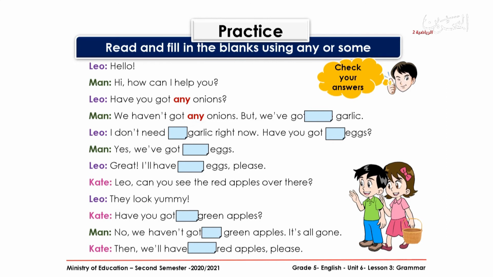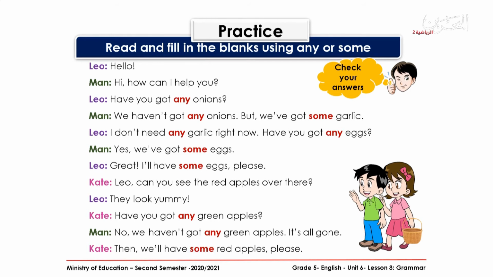First one, we haven't got any onions, but we've got some garlic. I don't need any garlic right now. Have you got any eggs? Yes, we've got some eggs. Great, I will have some eggs again. Let's move to Kate. Have you got any green apples? And then we haven't got any green apples. And lastly, we will have some red apples.